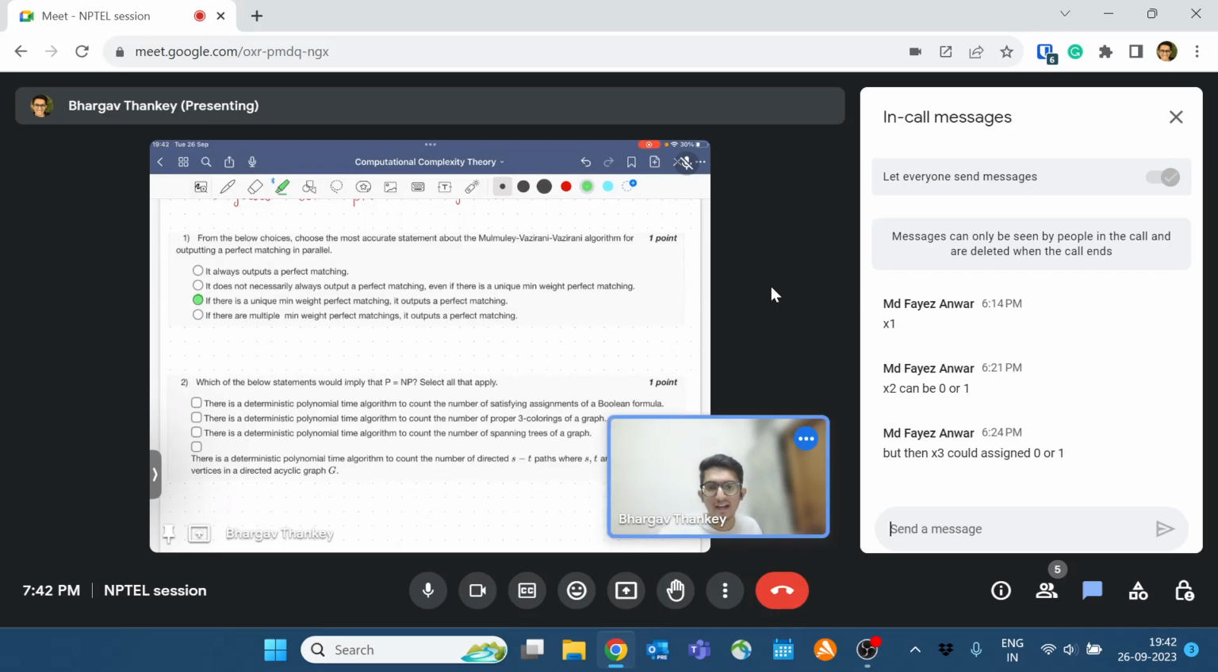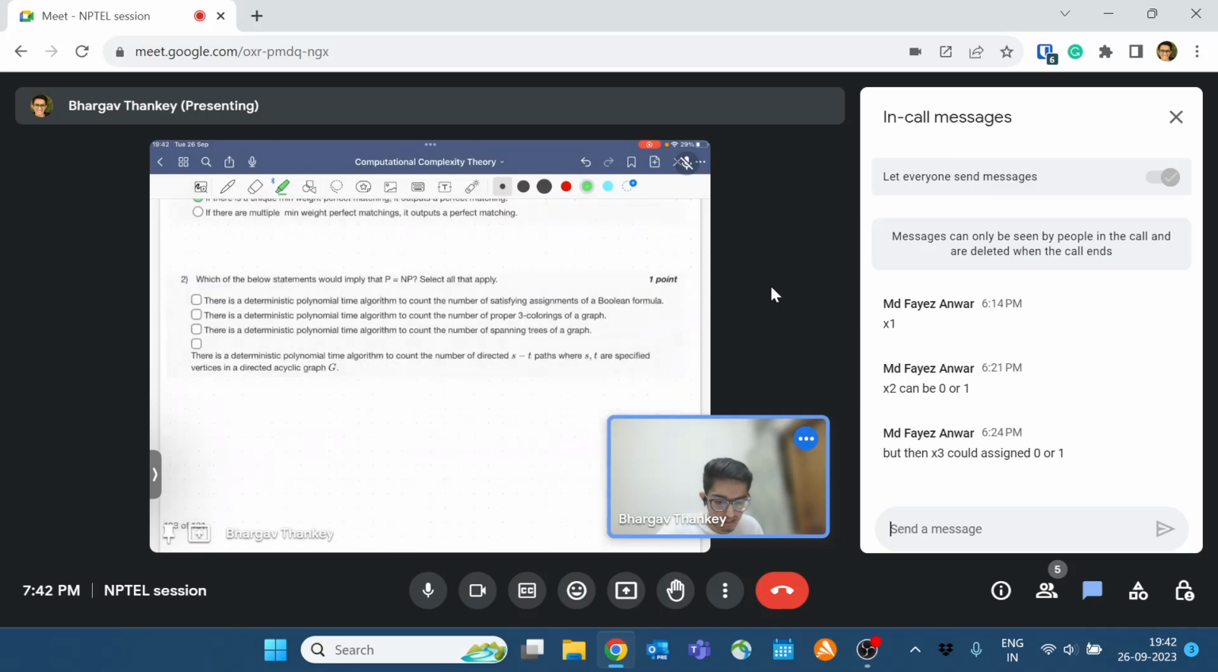So if you go back and look at the algorithm, what you will see is that the only point of failure in the algorithm is a failure to have a unique minimum weight perfect matching. So if, let's say, two or three perfect matchings have the same weight and they are minimum, then the algorithm might fail. But if there is a unique minimum weight perfect matching, the algorithm would always succeed.